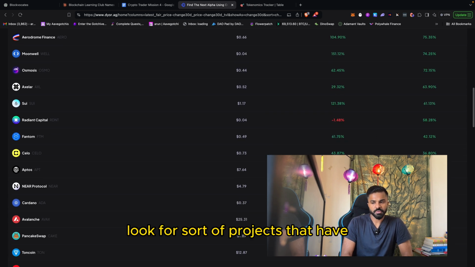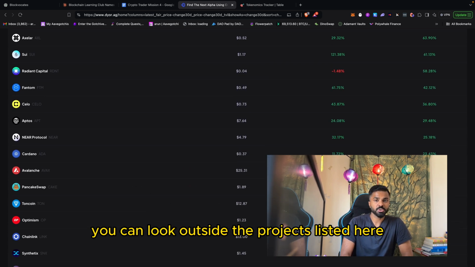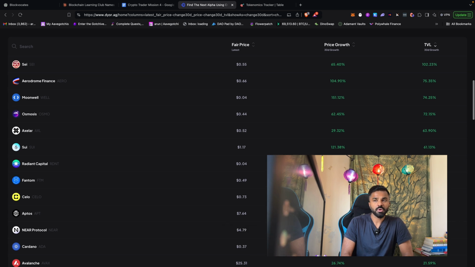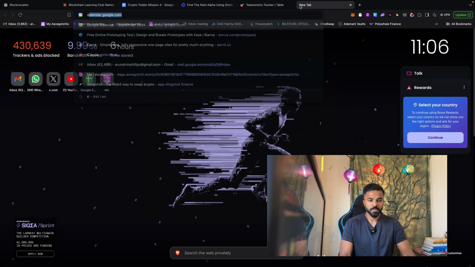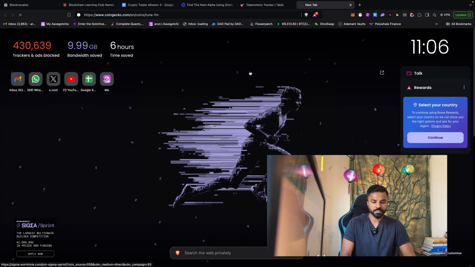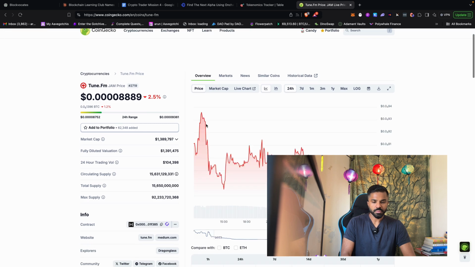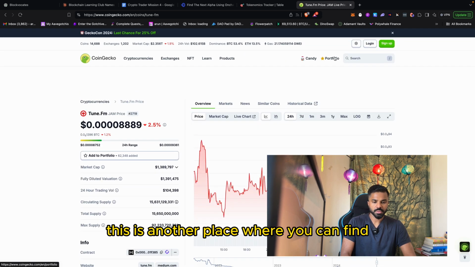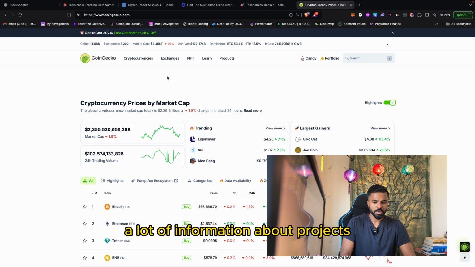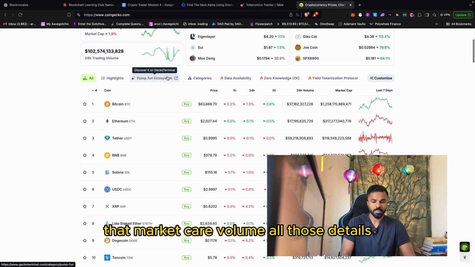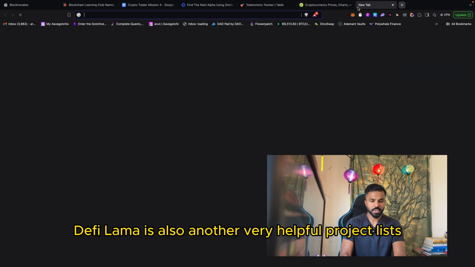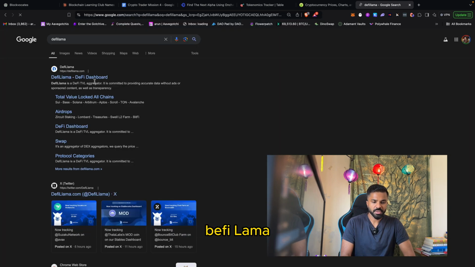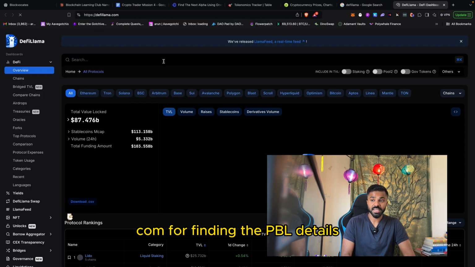Look for projects like this. You can look outside the projects listed here too, right? All this data is also available on websites like CoinGecko. So if you go here, this is another place where you can find a lot of information about projects, their market cap, volume, all those details. DeFi Llama is also another very helpful project. It's defillama.com for finding the TVL details.